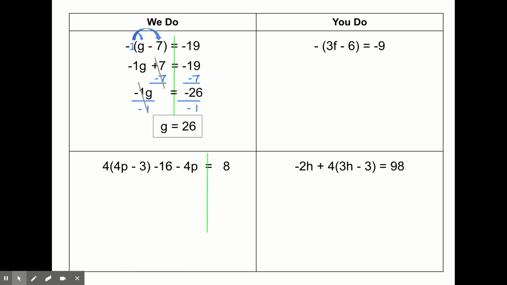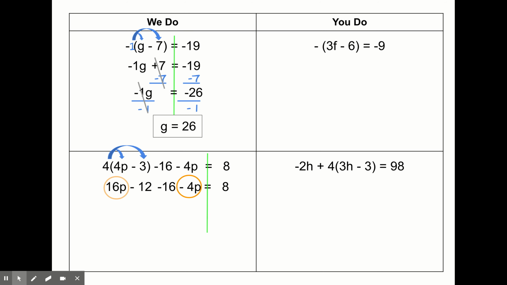Last one. This is the grand finale. We're going to have everything put together from last lesson and this lesson. First, I see distributive property. So I'm going to distribute my 4 to my 4p and my 3. I have then 16p minus 12. The remainder of the equation stays the same up until now.